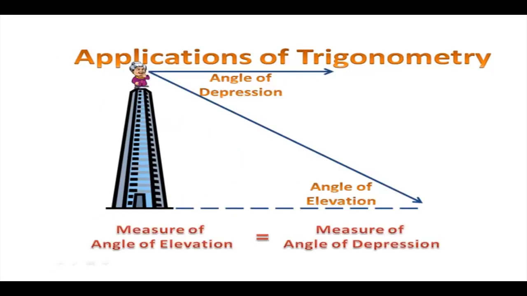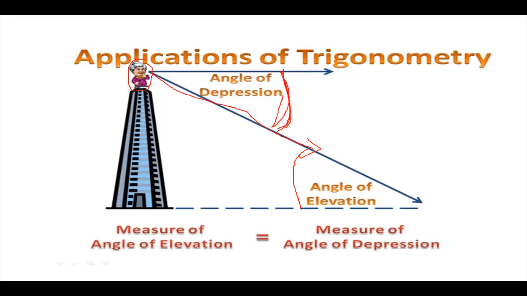But here you are at the top of a tall building or a tall tower, and you look down to the street. You are at the top of the tower and you are looking down to the street. So you make an angle of depression. Here is the angle of elevation and here is the angle of depression.